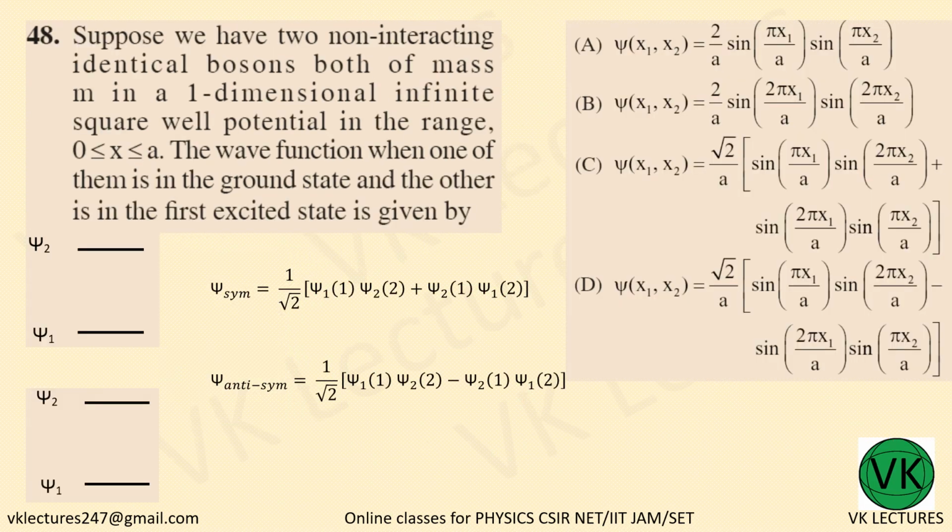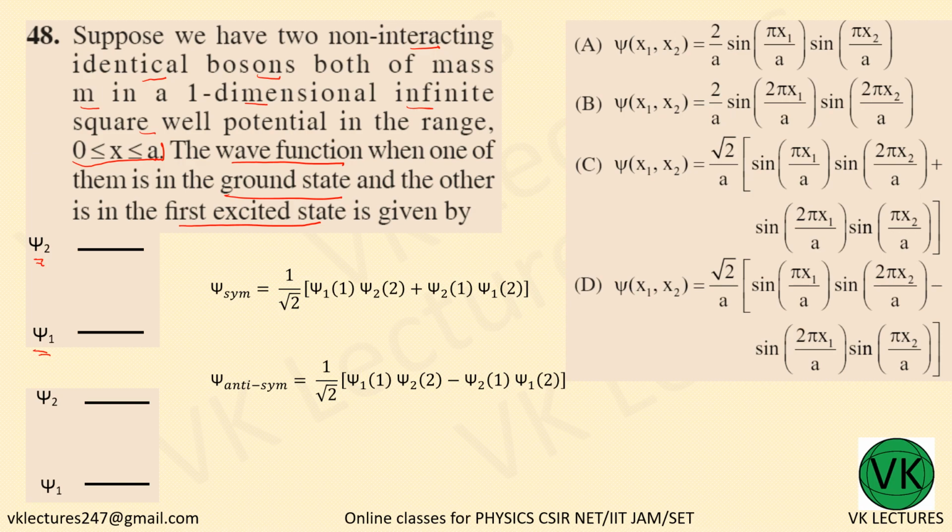48th question. Suppose we have two non-interacting identical bosons, both of mass m, in a one-dimensional infinite square well potential of range a. You are asked to find the wave function when one of the particles is in the ground state and the other particle is in the first excited state. Now see, this is the wave function of the first excited state, this is the ground state.